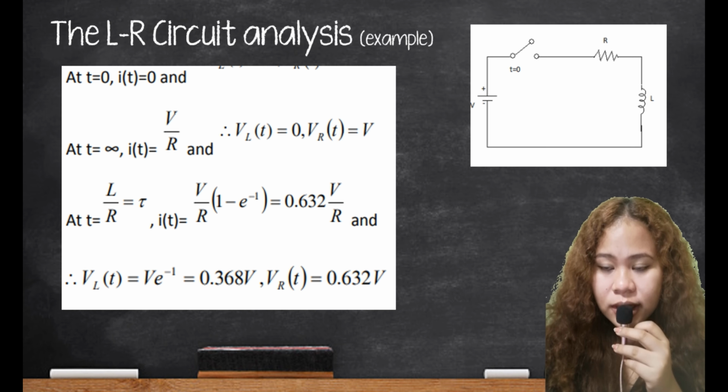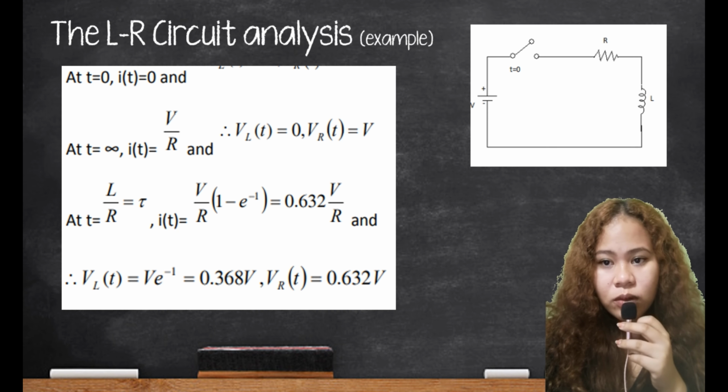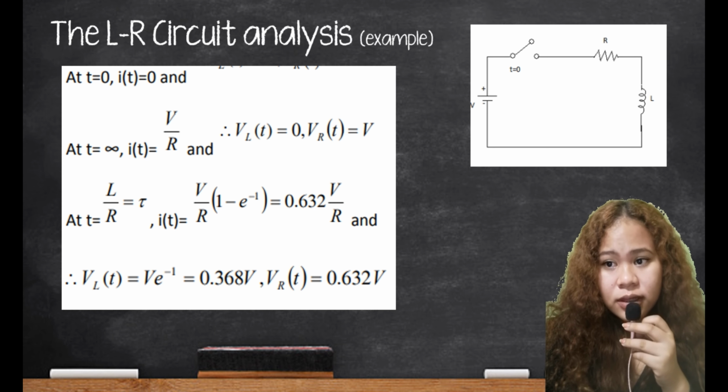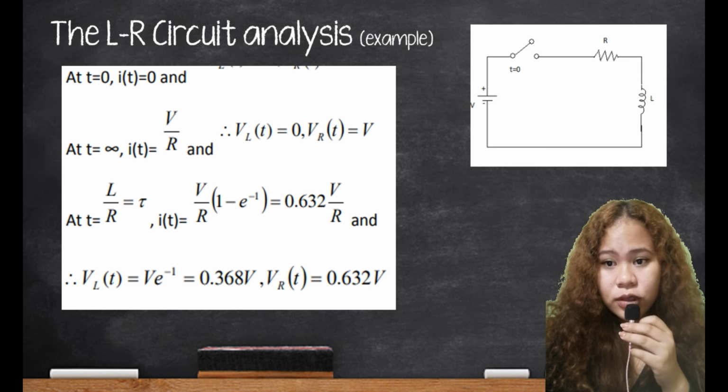V_R is equal to 0.632 V. L over R, which equals tau, is known as the time constant of the circuit and is defined as the interval after which a current or voltage changes 63.2% of its total change.